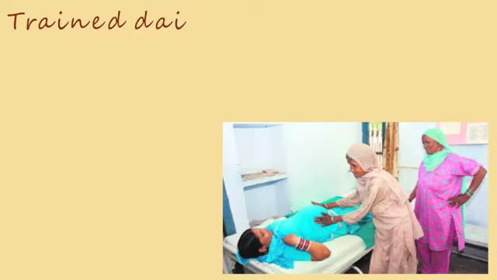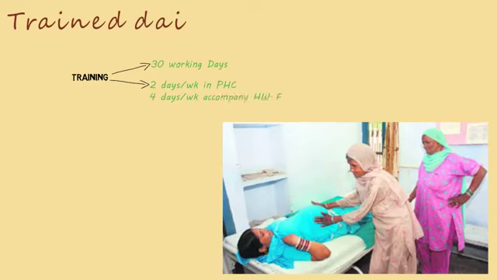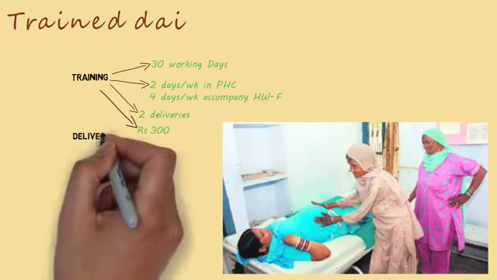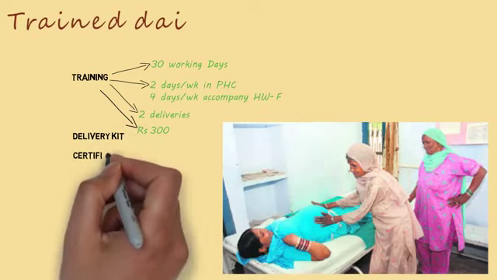Next, we come to the topic of trained birth assistant or trained DAI as they are popularly known. Trained DAIs undergo training for 30 days. During this time, 2 days a week they undergo training at a local PHC, and rest 4 days they accompany the health worker female for field work. She must conduct at least 2 deliveries under guidance during this period, and she is paid rupees 300. After her training is over, she receives a delivery kit and a certificate.